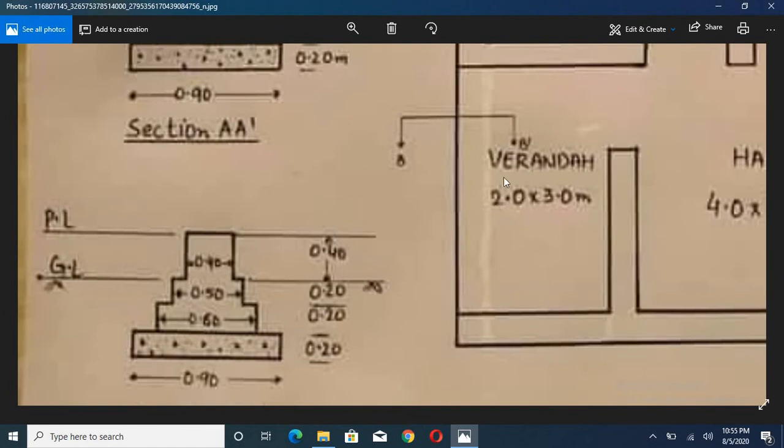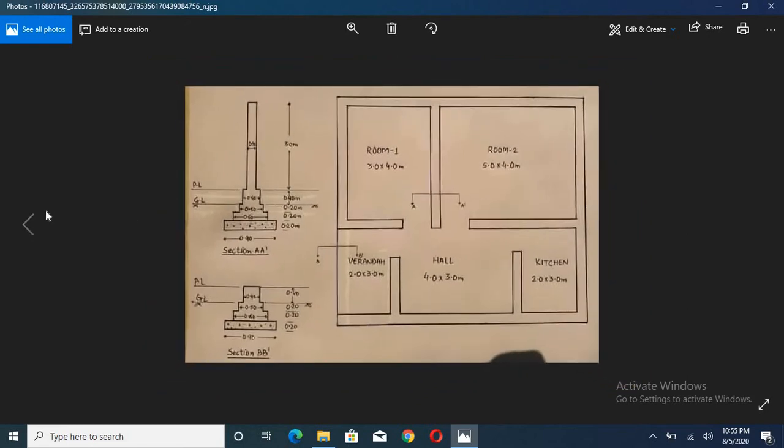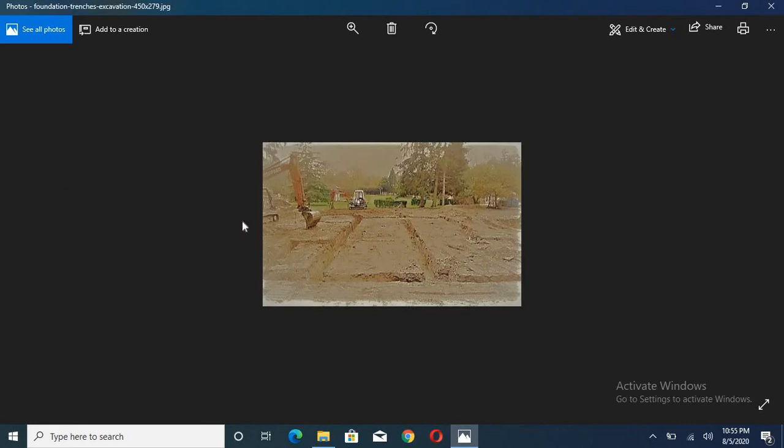This one is the veranda section. Here from plinth to ground it is 0.4, and from ground to depth of the pit is 0.6, and the lowest portion is PCC, whose width is 0.9. Now if you can see the 3D picture, this one is the picture in the field.